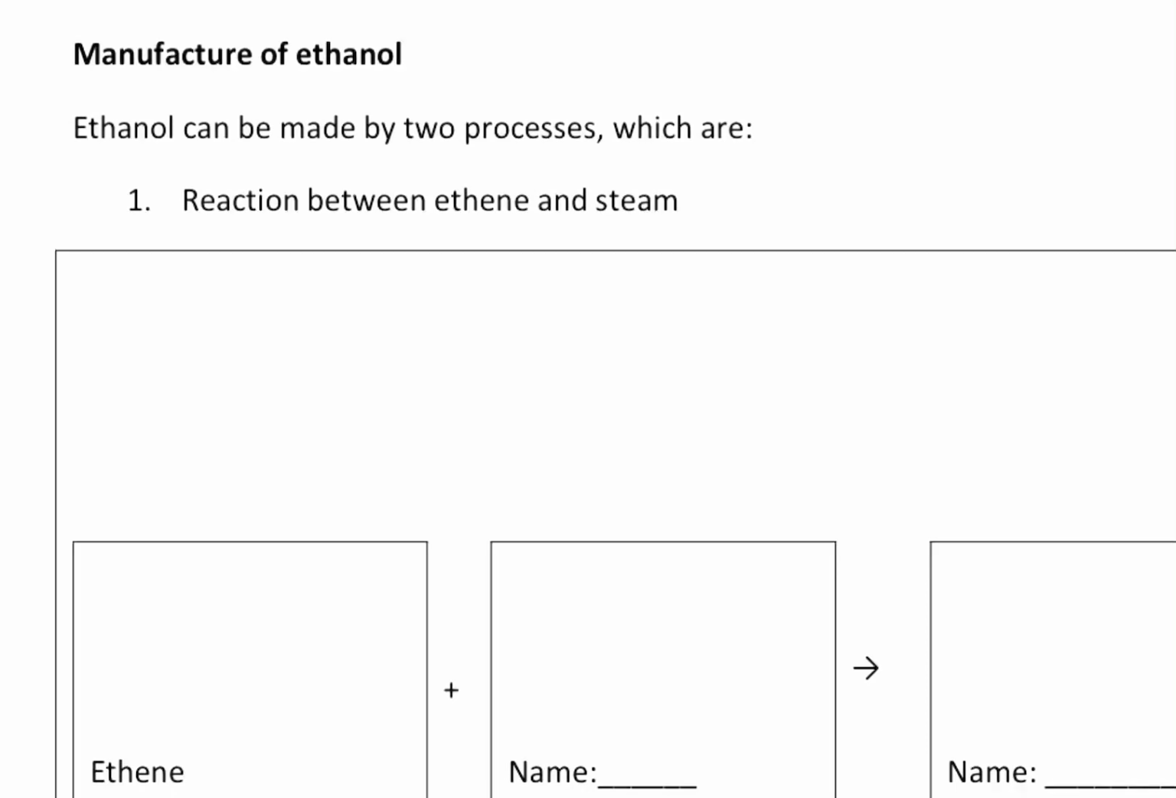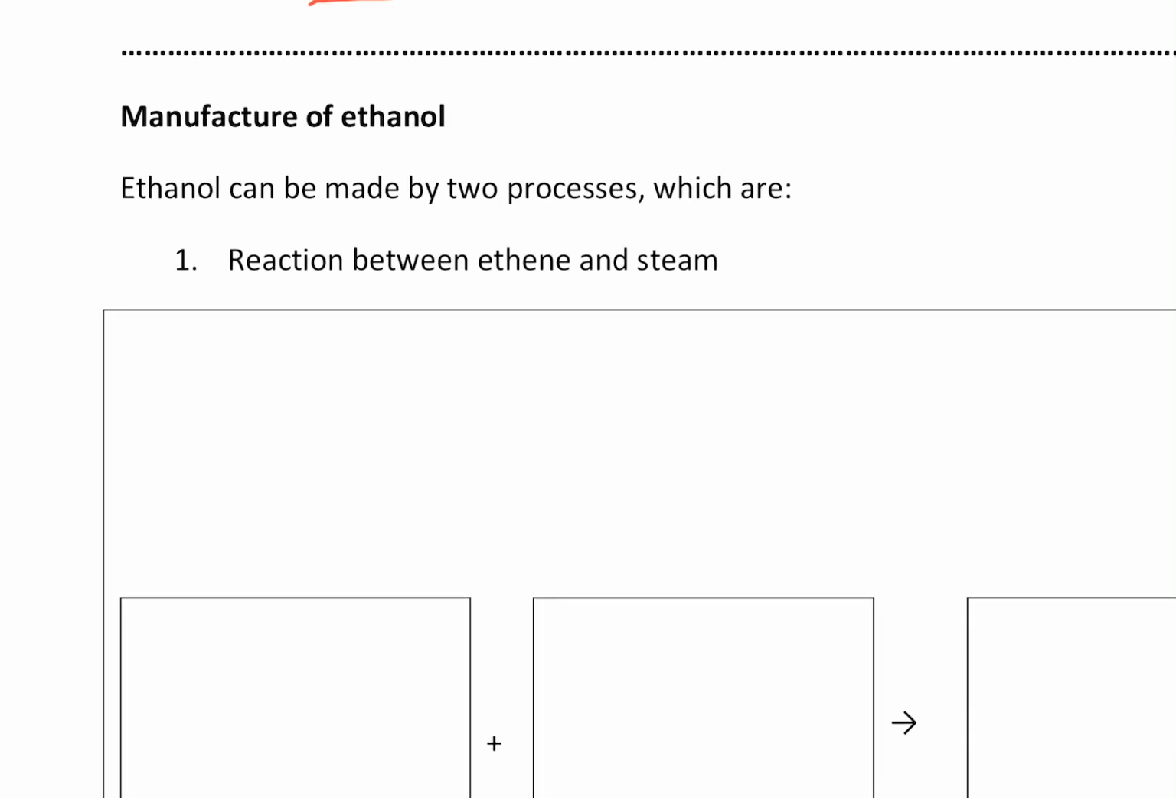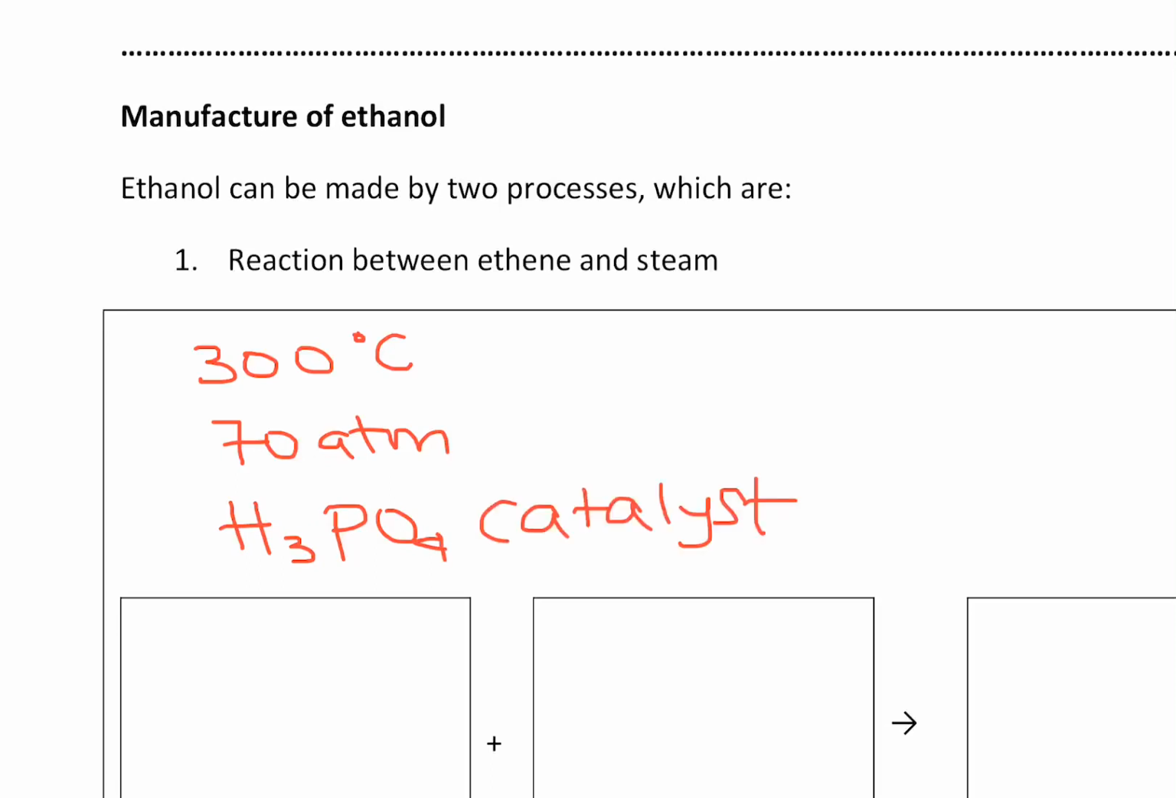Now, manufacture of ethanol. Ethanol can be made by 2 processes. Either you have reaction with ethene and steam, or you have the fermentation of glucose. Let's start with the first one. So if you have ethene, for this reaction, the conditions that you should know are 300 degrees Celsius, 70 atmospheres, and phosphoric acid catalyst. We already covered that in the alkene section.